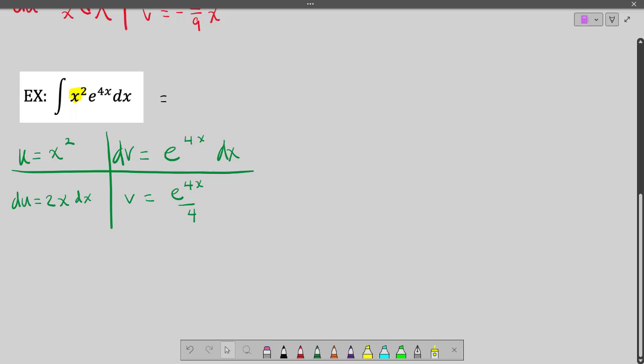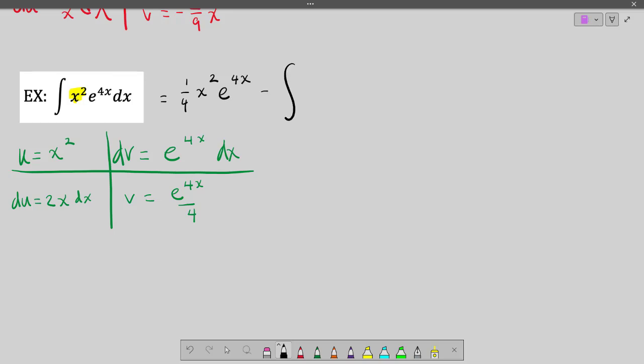So the rule of thumb is that in this case, letting u be the power of x is going to be the smart thing, because as we differentiate, that power of x is going to go down and make our integral simpler. So this is what we should have for our setup here. uv minus the integral of v du, that's the bottom row. 2 over 4 is a half. So we end up with 1/2 x e to the 4x dx.